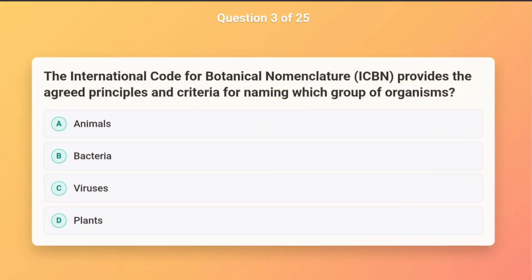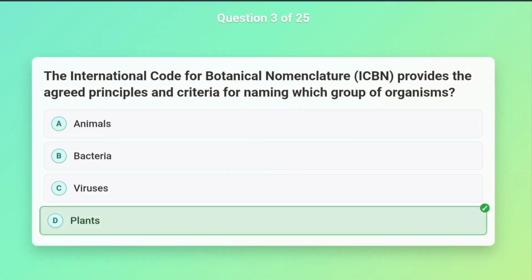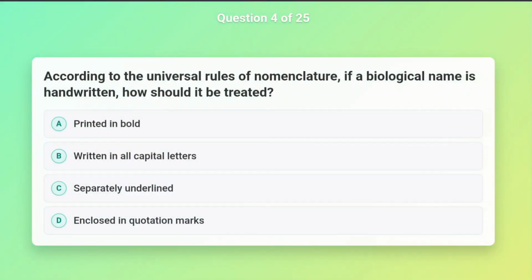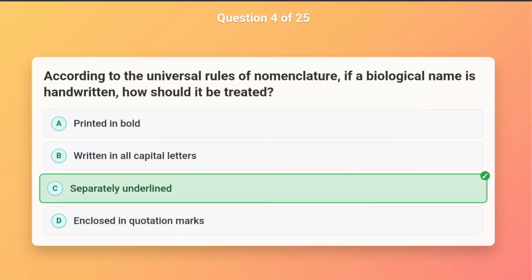The International Code for Botanical Nomenclature, ICBN, provides the agreed principles and criteria for naming which group of organisms? Plants. According to the universal rules of nomenclature, if a biological name is handwritten, how should it be treated? Separately underlined.